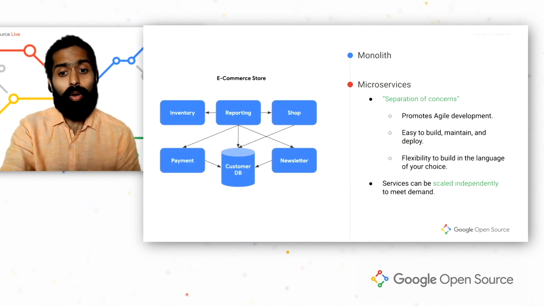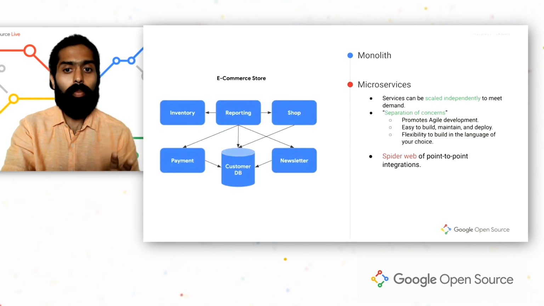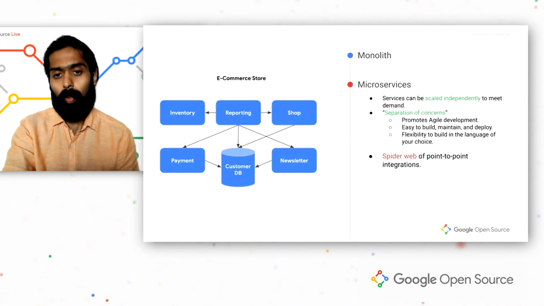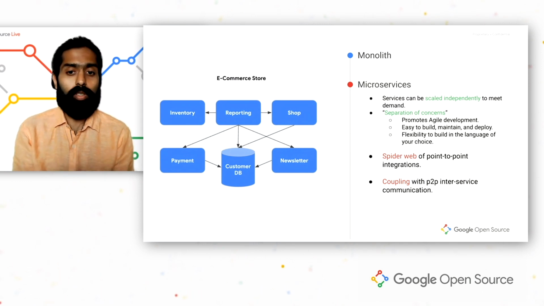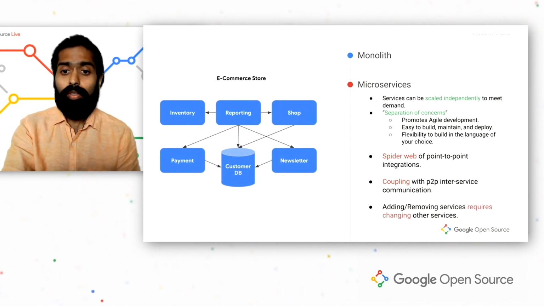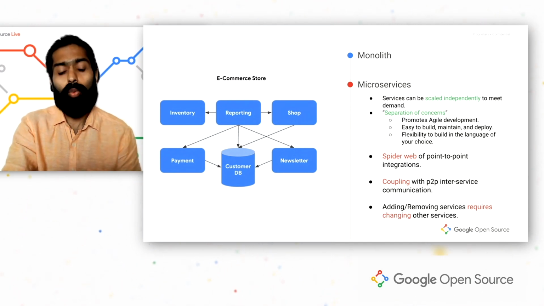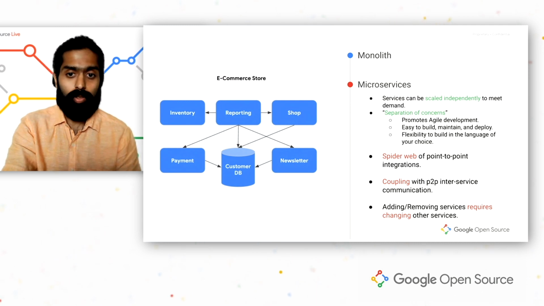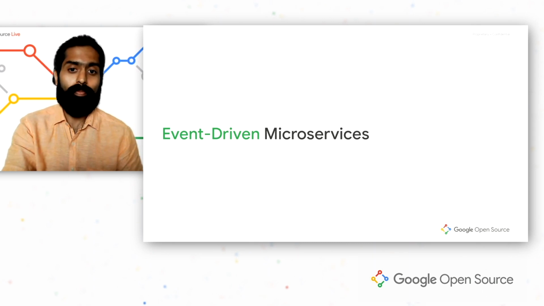But we also need to know about some of the drawbacks that are inherent in this architecture. First, if you look at the figure, we have introduced a spider web of point-to-point integrations. Even though each service's code base is decoupled with its own contract, we have introduced coupling with direct service-to-service communication. Due to this inter-service communication, which is between 2 services, adding or removing a service requires updating upstream as well as downstream dependencies. Now, here is exactly where event-driven microservices come to rescue.